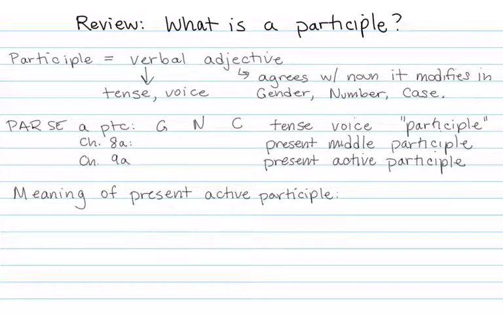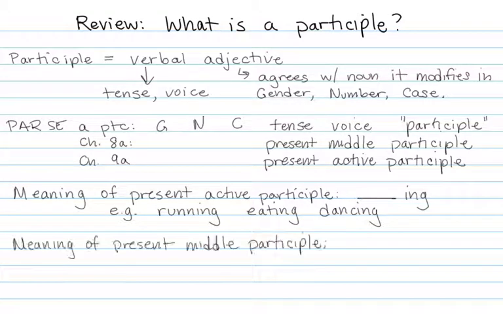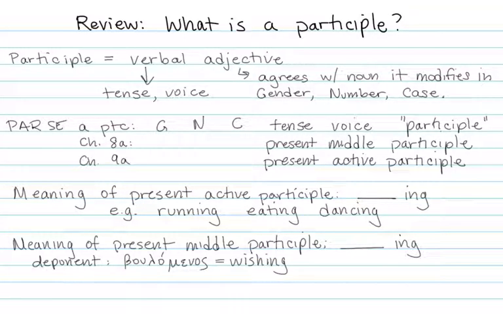Most of the active participles in Greek will be translated into an active participle in English, "-ing." So for example, running, eating, and dancing are all present active participles in English. When we learned the middle participle, even though they were middle in voice in the Greek language, we almost exclusively translated them actively in the English language. So some of them were deponent, like boulomenos in Greek is middle in form but active in English meaning, so we translated as wishing.